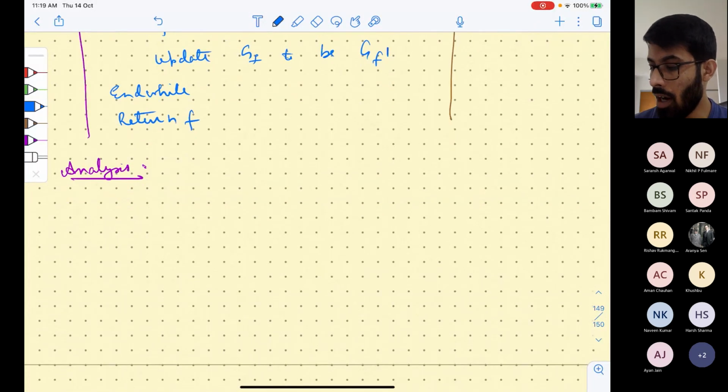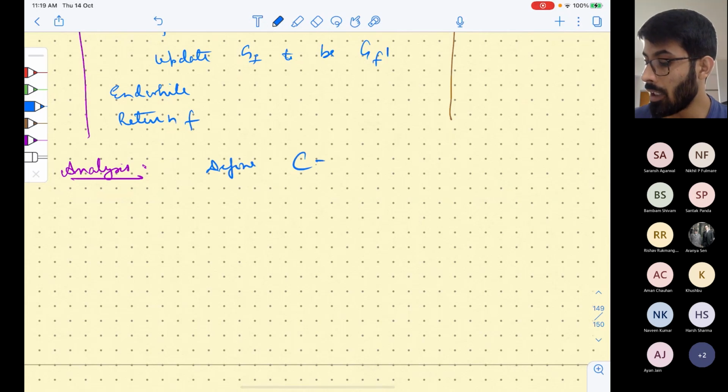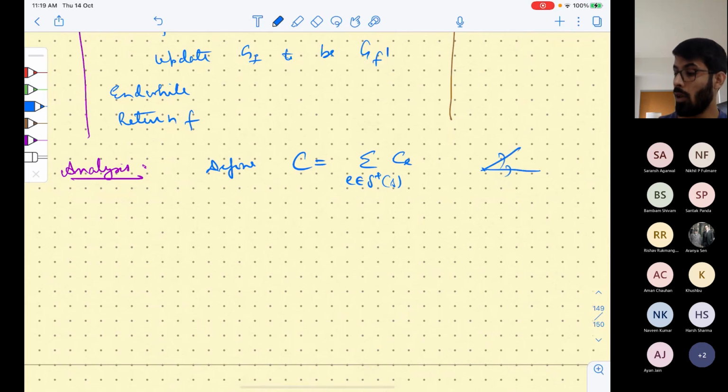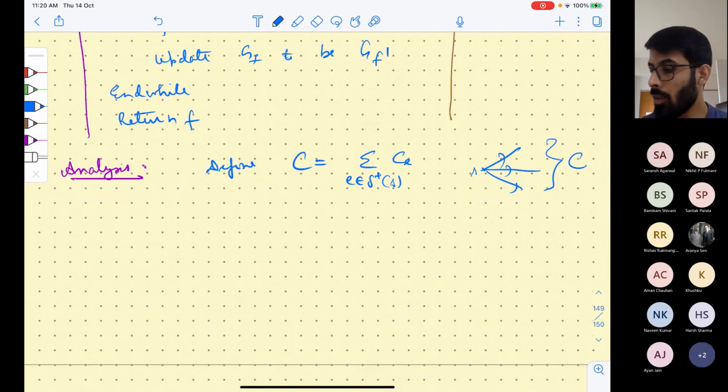So how do we do the analysis? For the analysis, let's first define a capital C to be the summation over E belonging to delta plus of S of c_E. Let's just take all the outgoing edges from S, and their total capacity is C. Okay, good.